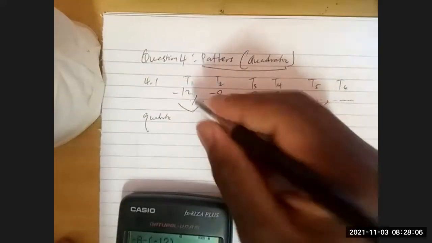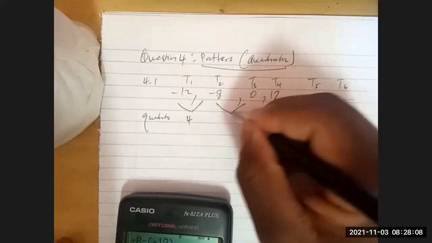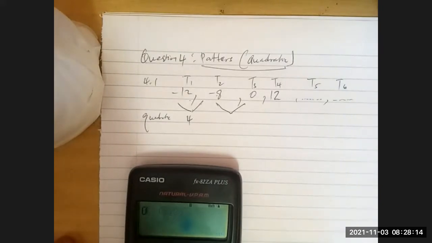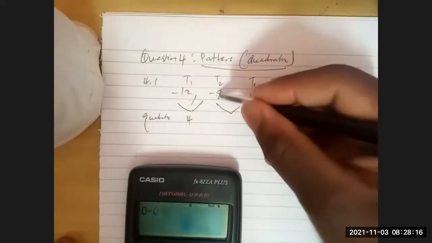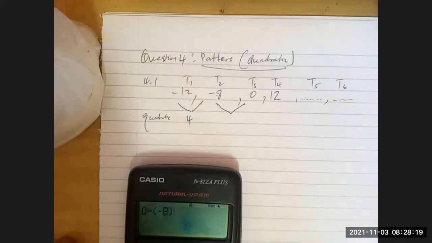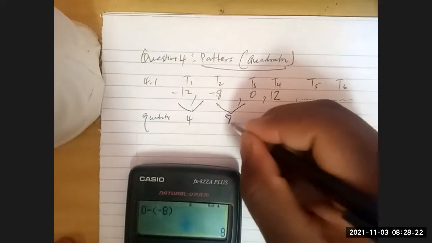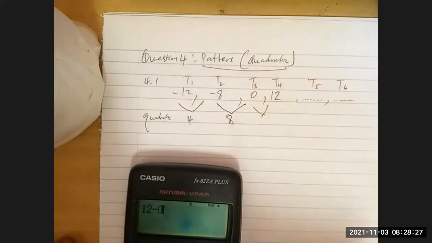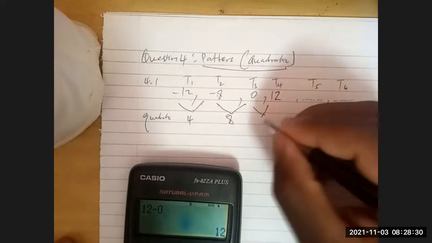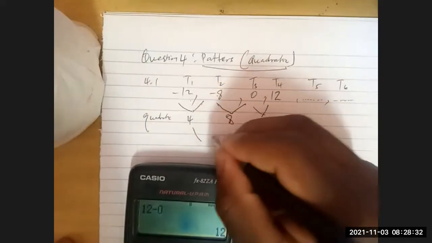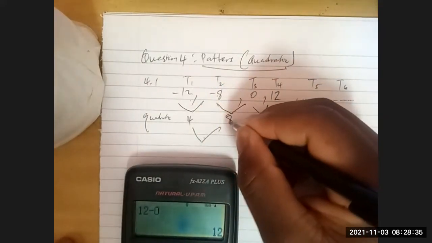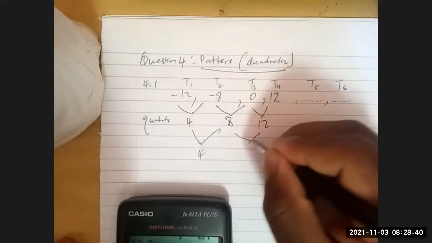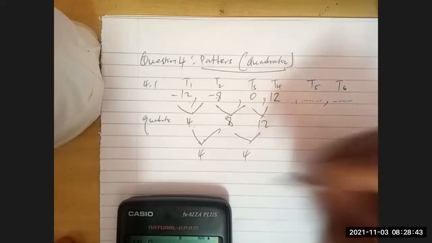And I'm getting 4 here. Then you come to the next one, it's 0 minus, for subtraction, negative 8. Please be careful of cases like this. So I get 8 here, and then this one is going to be 12 minus 0, which is 12. So here, 8 minus 4 gives us 4, and then 12 minus 8 is also going to give us 4.